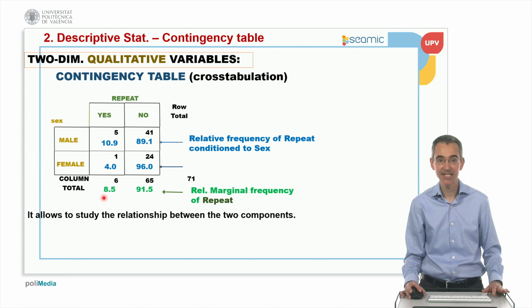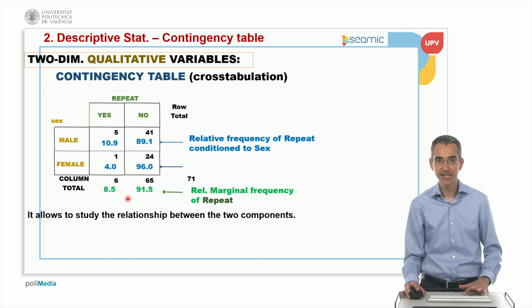Usually I say that the values that appear at the margin of the table are called marginal frequencies, and the values that appear inside the table are called conditional frequencies. So we also have two types of frequencies. It can be absolute frequencies or it can be relative frequencies. Absolute means when we have the count, and relative means that it is a ratio or a percentage.